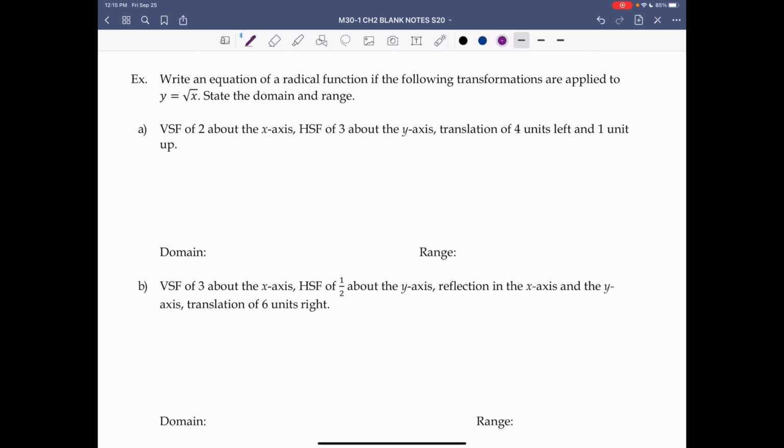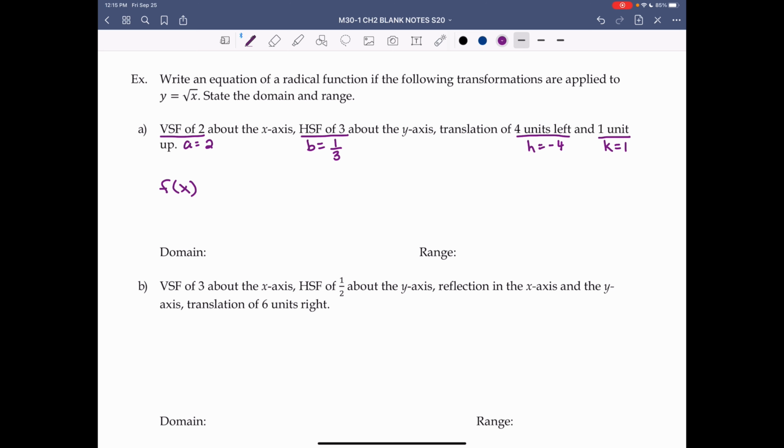So we have our A value, vertical stretch factor of 2, A equals 2. Horizontal stretch factor of 3 gives us a B that is the reciprocal of 3, so 1 over 3. Translation of 4 units left means that h equals negative 4, and then 1 unit up means that k equals positive 1. And we can write our function.